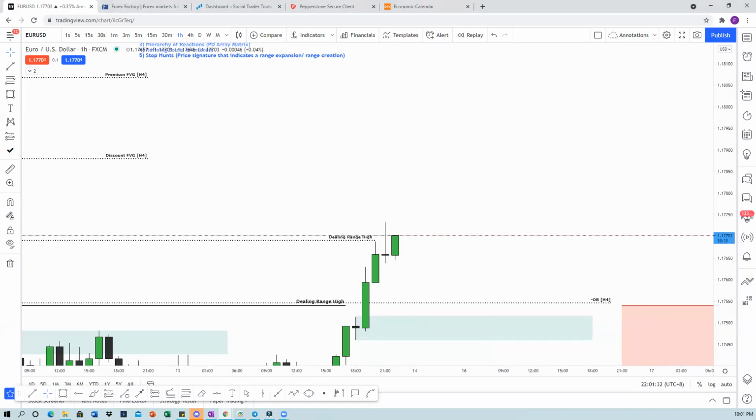No problem, no problem. So you just forgot to buy external liquidity. I sold EU because on the lower time frame, it showed a change in the state of delivery, but I think it was too early. Seems like it's too early. But it is what it is.